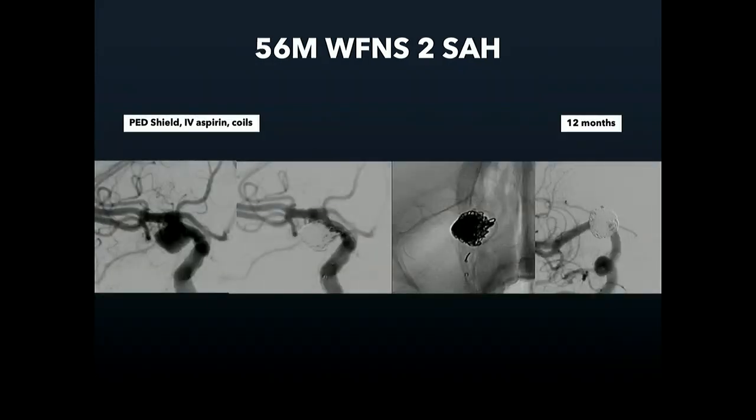This one I showed in my earlier talk. This is a 56-year-old guy with a really horrible blowout of the back wall of his carotid. He got a Pipeline Shield and aspirin. So we're tailoring our treatment to both the aneurysm and the clinical status and needs of the patient.